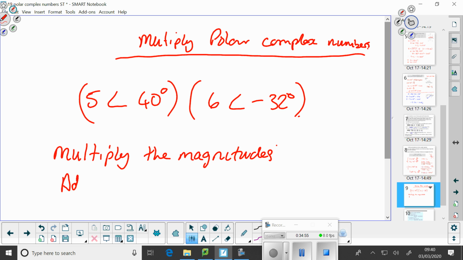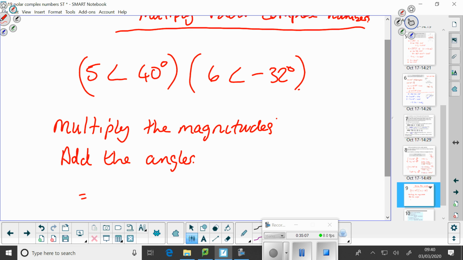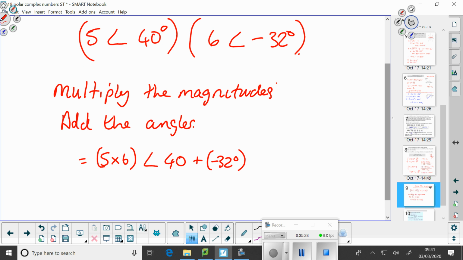and add the angles separately. So here the answer is 5 times 6, angle 40 plus minus 32. You just need to be careful with negative, positive, negative again. Alright, so the answer here is 30, 5 times 6 is 30, angle 40 plus minus 32 is 8 degrees.